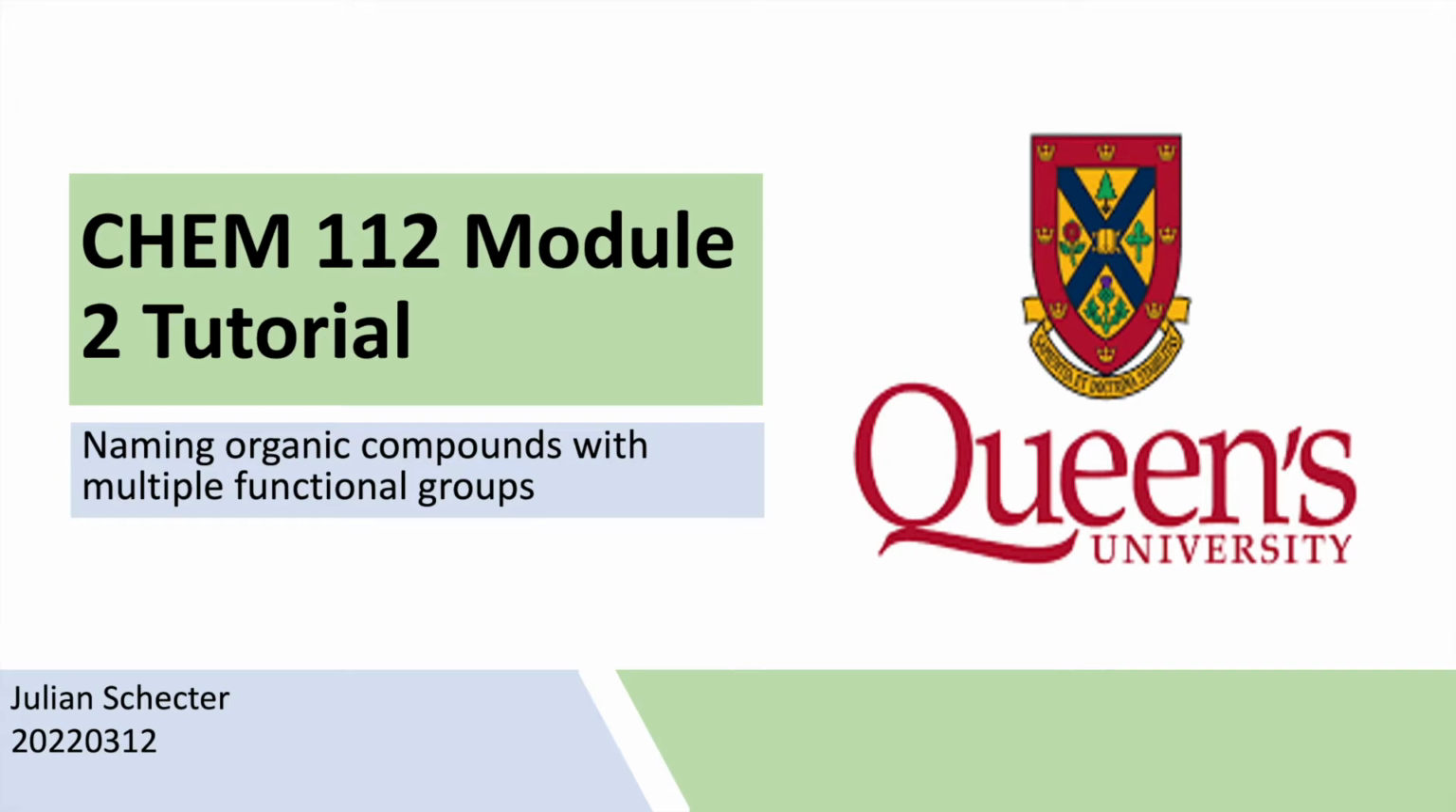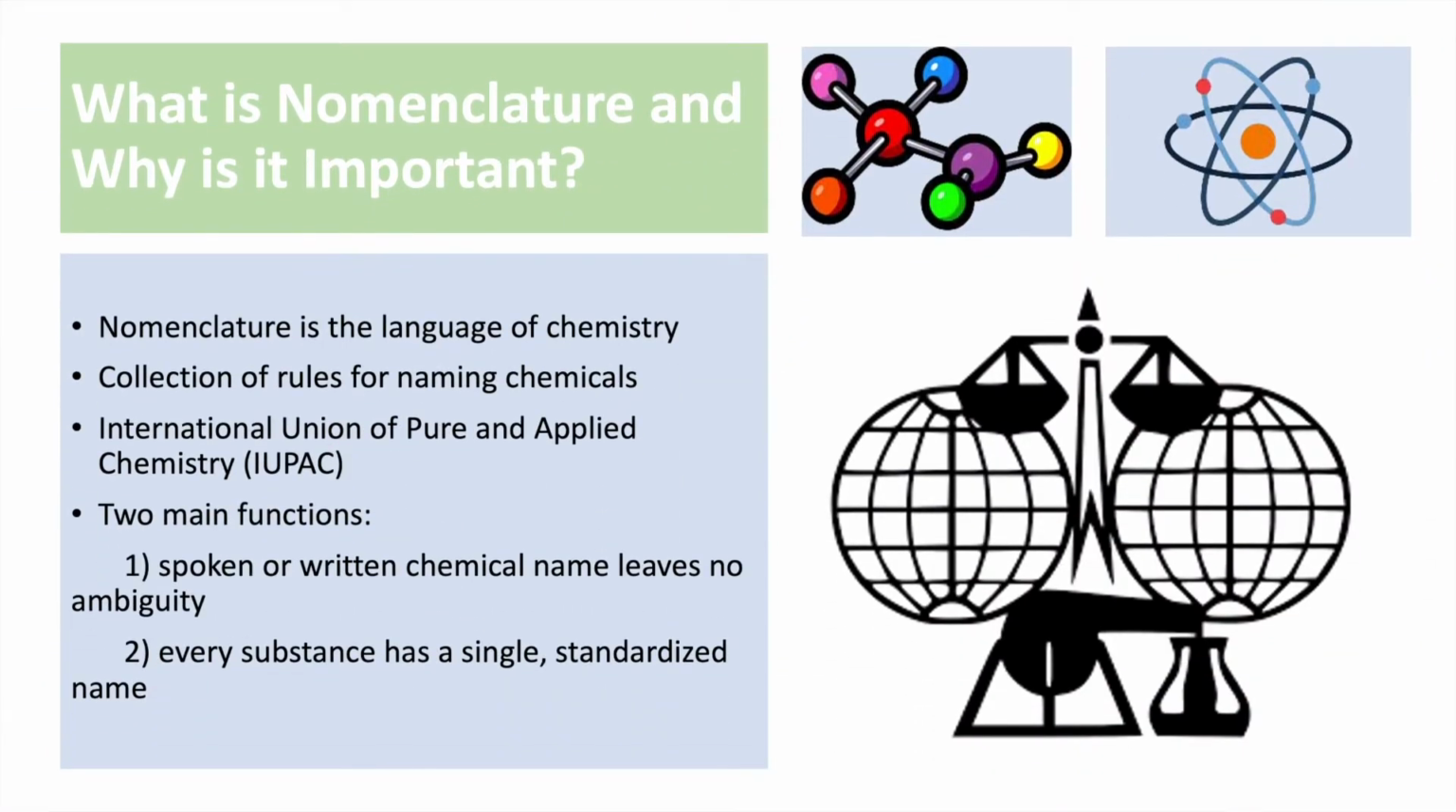First, let's recall why nomenclature is so important. From a fundamental standpoint, nomenclature is essential to understand because it is the language of chemistry. Just like English, which has words and specific rules, chemical nomenclature does too. These rules are governed and constantly updated by a body called IUPAC, which stands for the International Union of Pure and Applied Chemistry. The primary function of IUPAC and all of chemical nomenclature is to ensure that a spoken or written chemical name leaves no ambiguity concerning what chemical compound the name refers to. Every single chemical name should refer to one substance. To a lesser degree, IUPAC makes sure that every chemical substance has a single, standardized name.